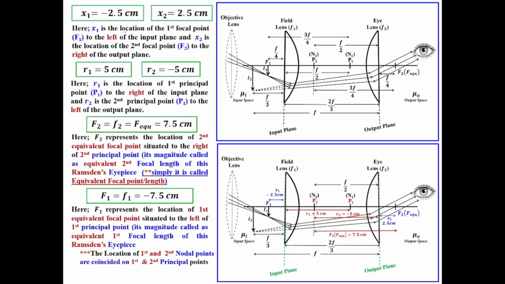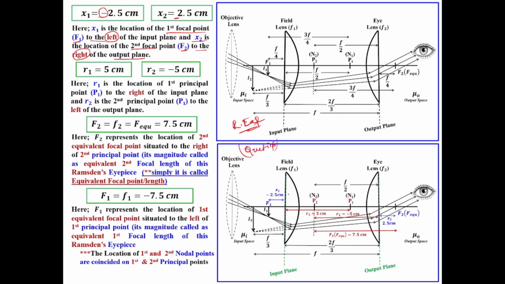Here x1 is the location of the first focal point to the left. Why left? Because it is minus, of the input plane, and x2 is the location of the second focal point f2 to the right. Why right? Because this is a plus value, of the output plane. So here 2.5 we have to move. This is the Ramsden eyepiece, in general, as per the question.